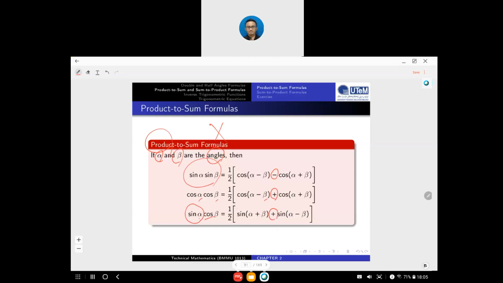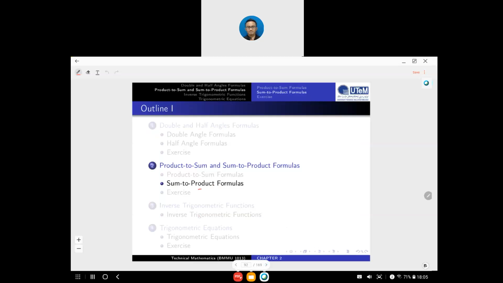Sebab saya tahu dah banyak sangat formulas. So make sure you know the right formula to use. Okay, jangan hafal. Make sure you understand. Okay, this one product to sum. Okay, next one sum to product.